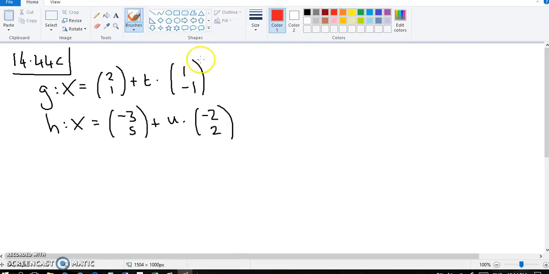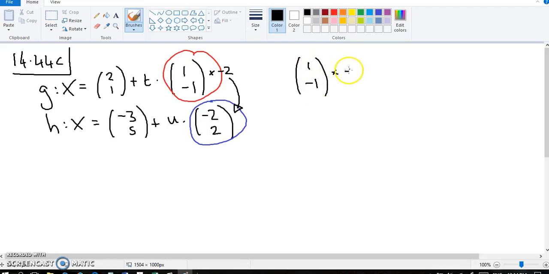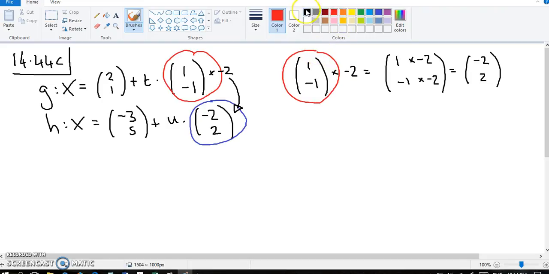And we should notice here that our direction vectors are parallel in this case, because if I multiply this direction vector by -2, I get this one, which gives me (-2, 2), which is equal to my blue direction vector. So I have the first direction vector times a scalar is equal to my other direction vector.